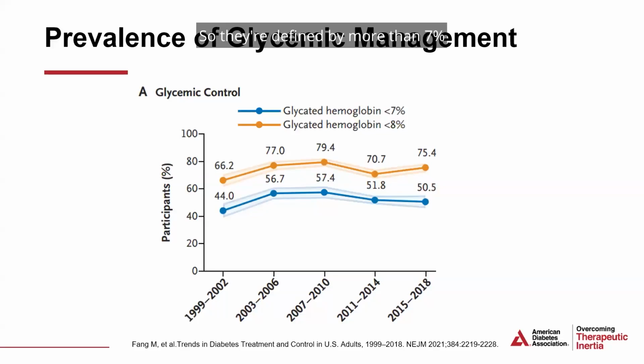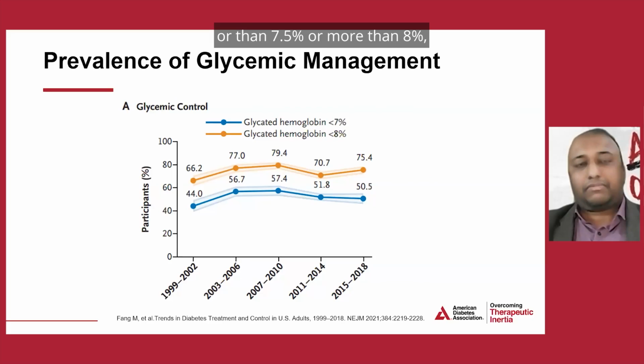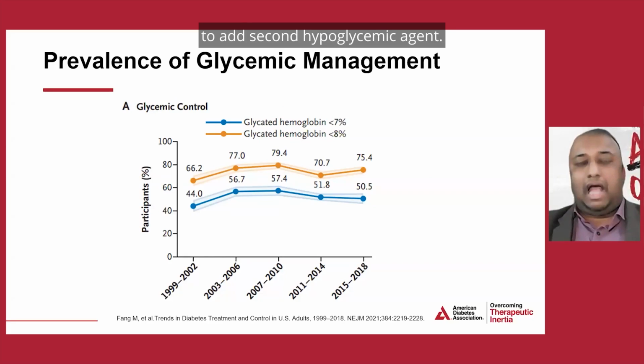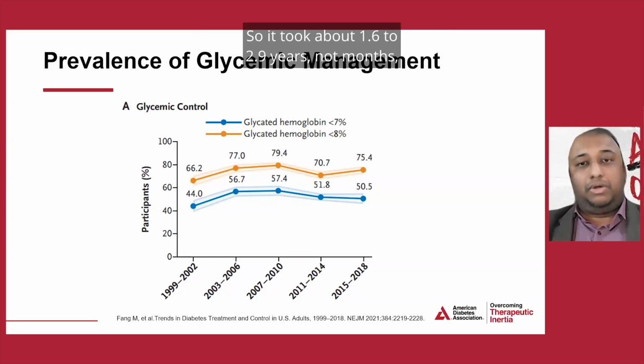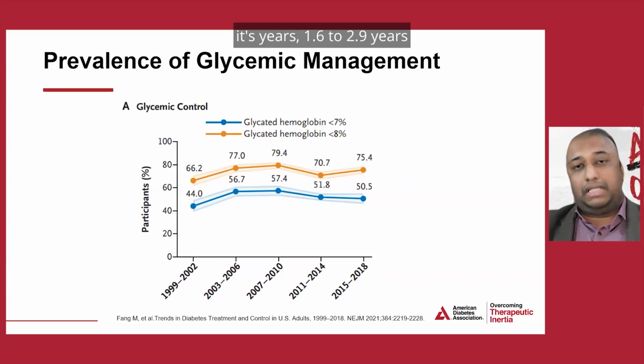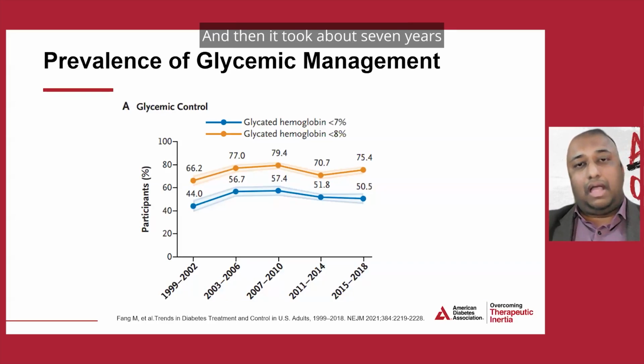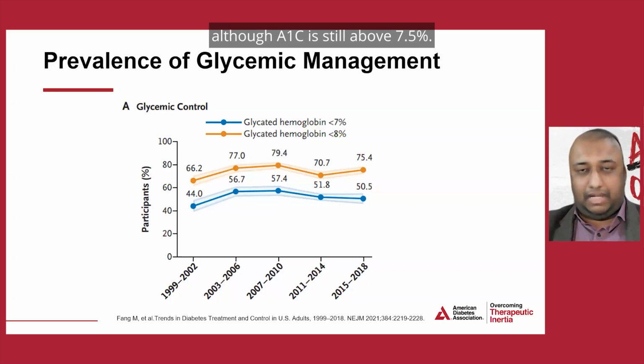So they're defined by more than 7%, more than 7.5%, or more than 8%. And they follow and see how long it takes to add a second hypoglycemic agent. So it took about 1.6 to 2.9 years, not months, it's years, to add the second agent. And then they continue following up. And then it took about 7 years to add the third medication, although A1C is still above 7.5%.